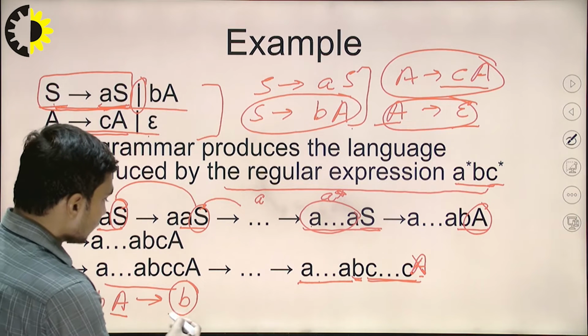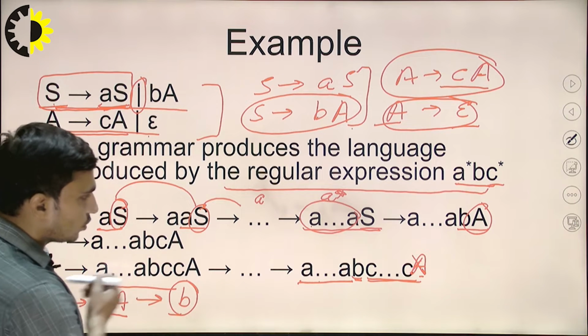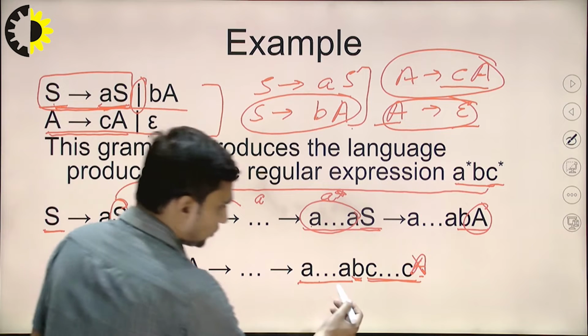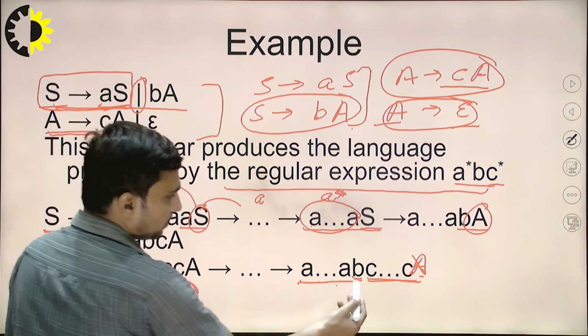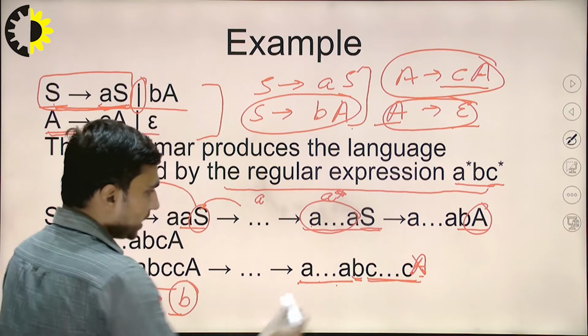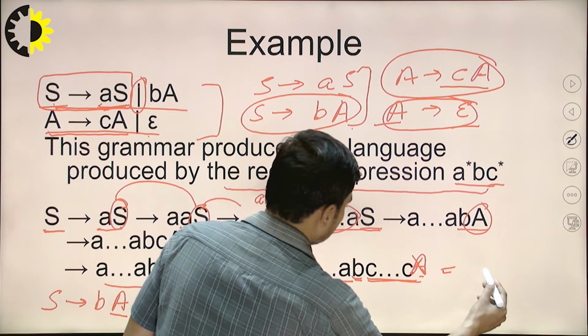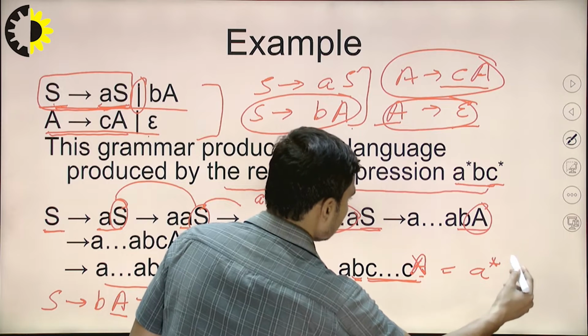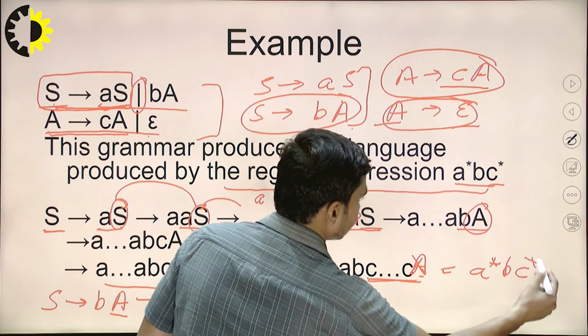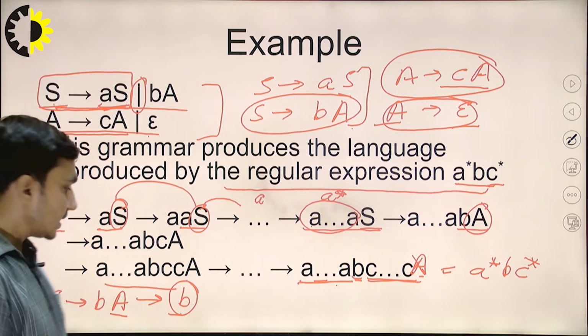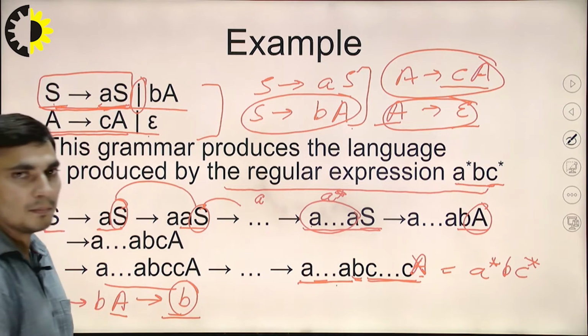Now, taking a look at this string, where we have a number of A's, then B, then a number of C's, we can represent that string by A* B C*, and the smallest string is B.